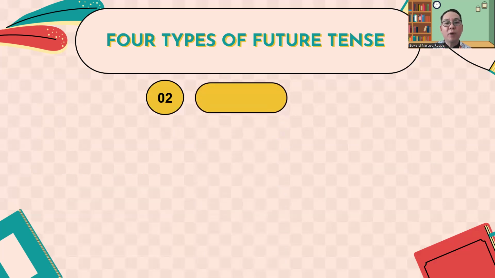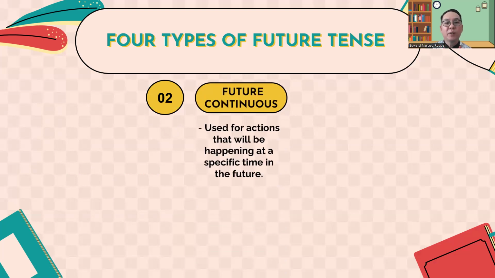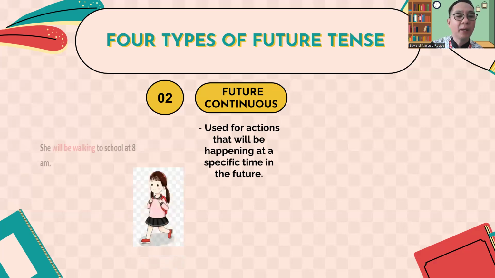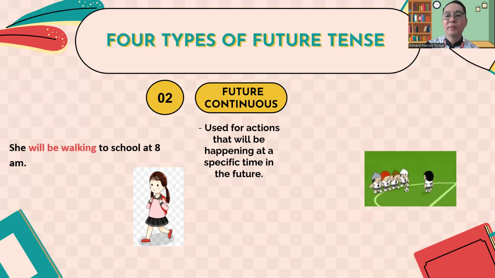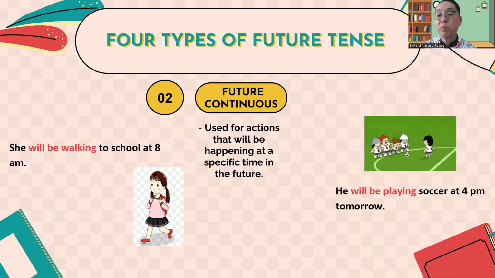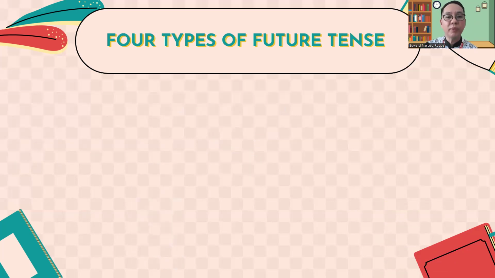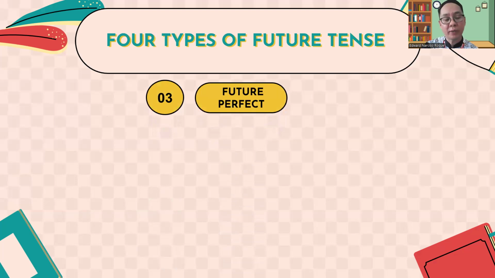The second type of future tense is the future continuous. The future continuous is used for actions that will be happening at a specific time in the future. For example, she will be walking to school at 8 a.m. The next one is he will be playing soccer at 4 p.m. tomorrow.